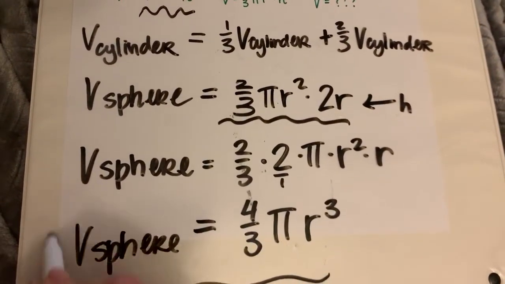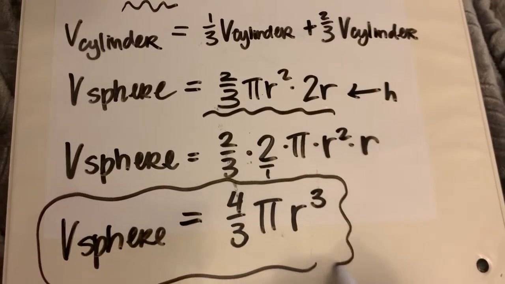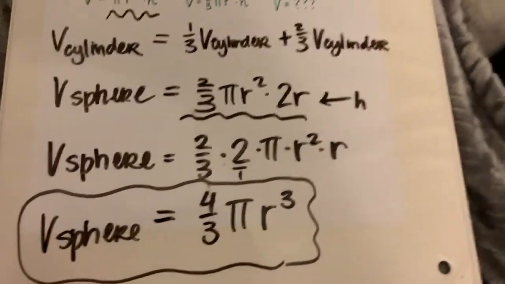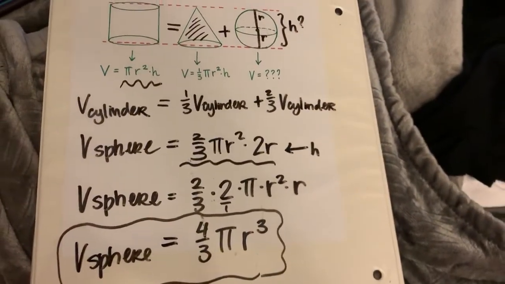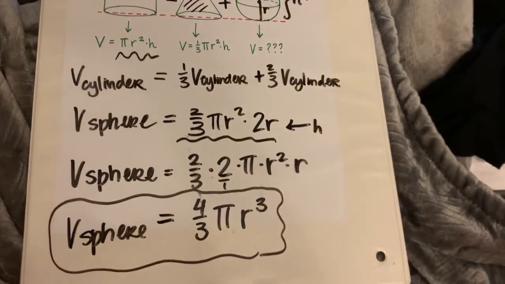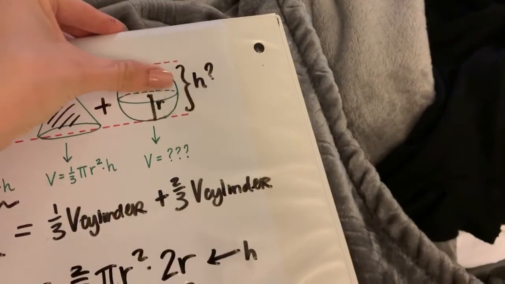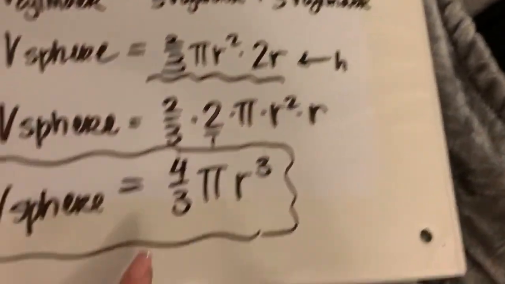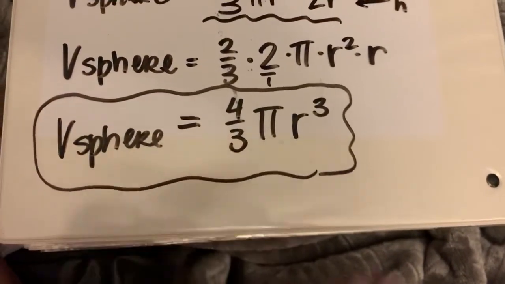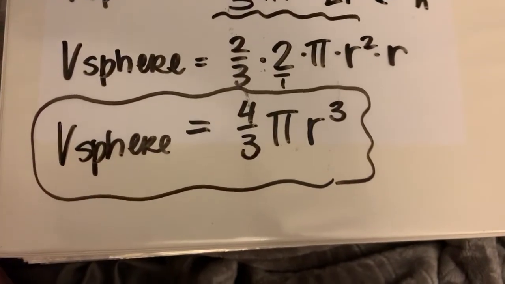There is the formula. I hope that you understood this video. I think it's really cool how the formula was derived. So basically, if you have a sphere and you know what the radius is, that's all you really need. You can use this formula, plug in for the radius, and get your volume that way.